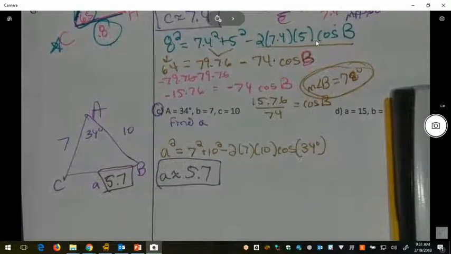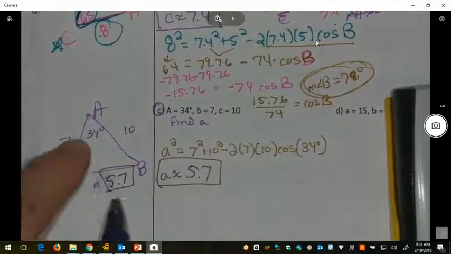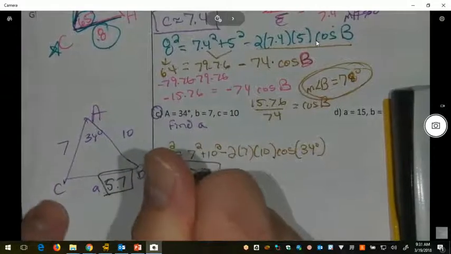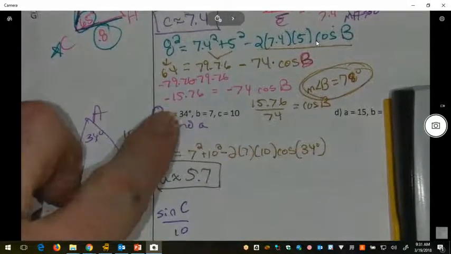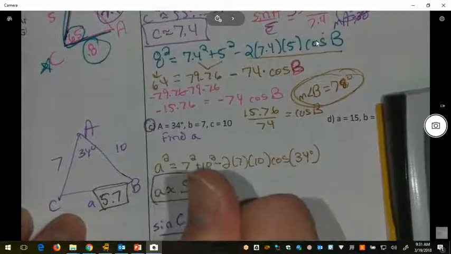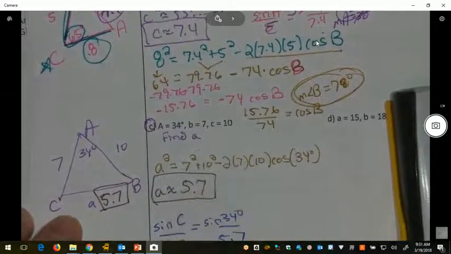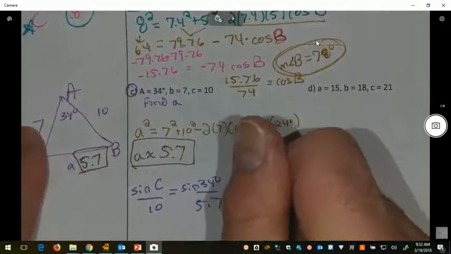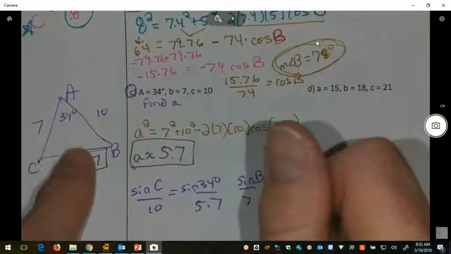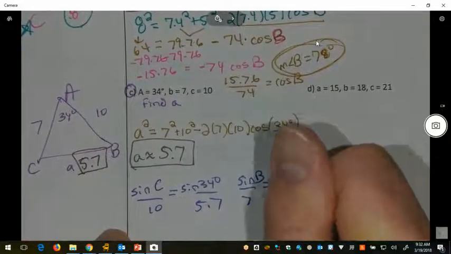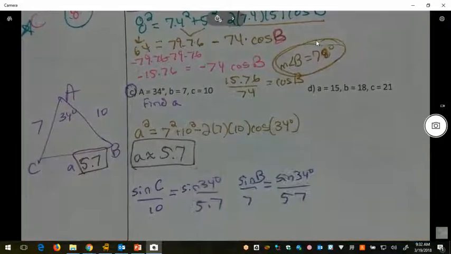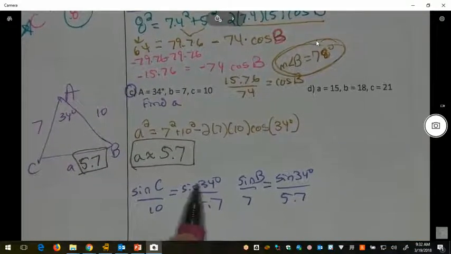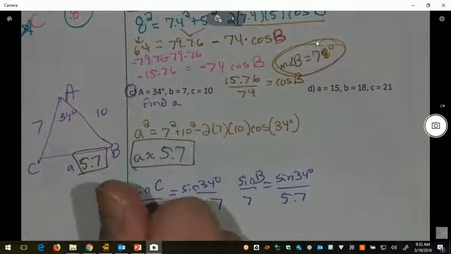I'm actually going to do two things. I'm just going to use law of sines. Because I have this angle and this opposite side, I could use law of sines to find the other things. So I'll have sine of C over 10, because those are opposites, equals sine of 34 degrees over 5.7. And then sine of B over 7 equals sine of 34 degrees over 5.7. Now we're going to cross multiply and solve. So I'm actually going to multiply by 10 to clear this denominator.